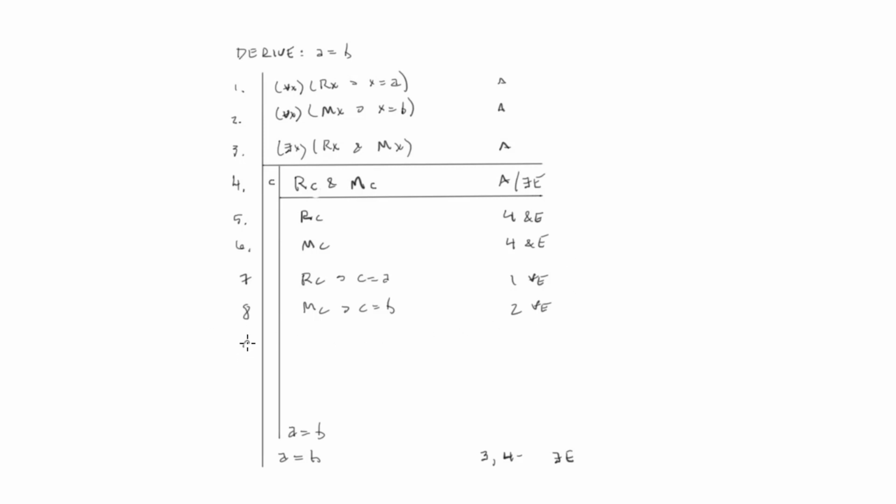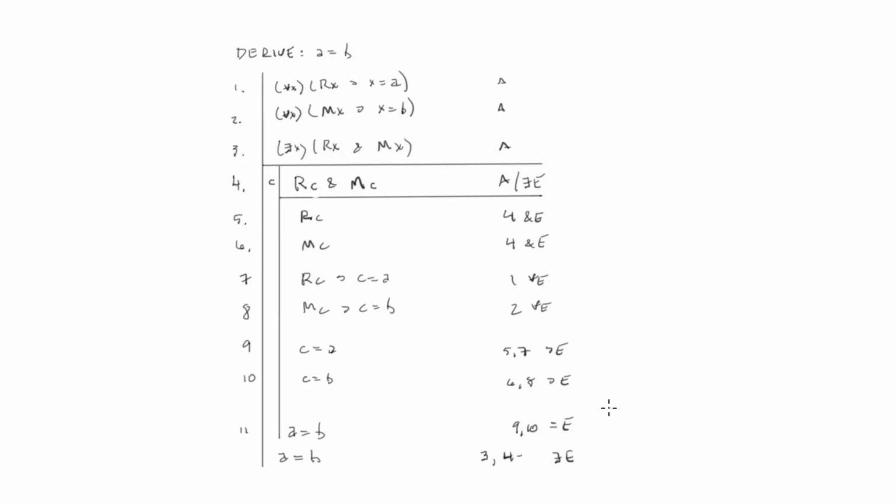And then what we're going to get next on 9 and 10 are actually 2 applications of conditional elimination. So we have if RC, then C is A on line 7. We have RC on line 5. That gives us C is A from 5 and 7, conditional elimination. And then we have if MC, then C is B. And we have MC on line 6. That gives us C is B. So that's from 6 and 8, conditional elimination. Then our target sentence is actually on line 11. It's from 9 and 10.